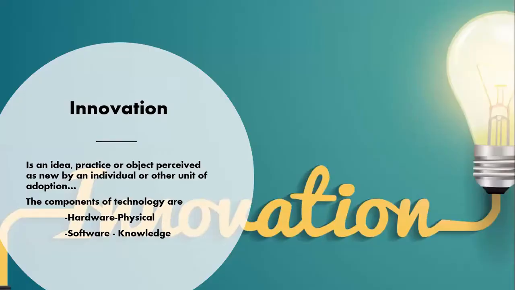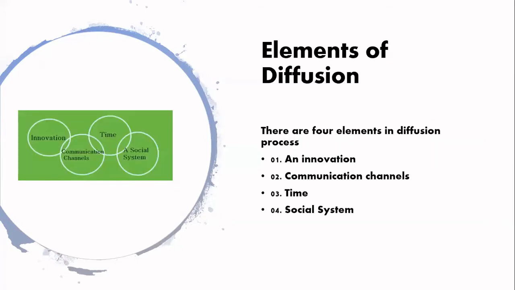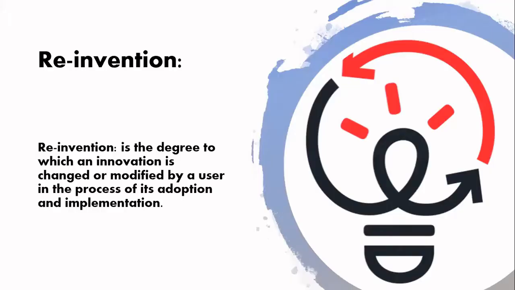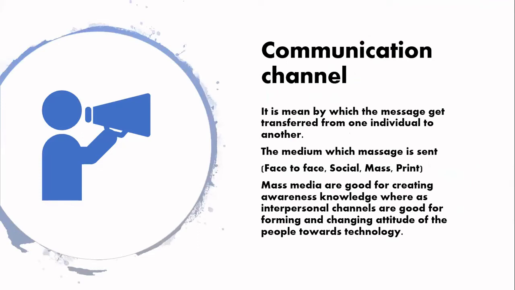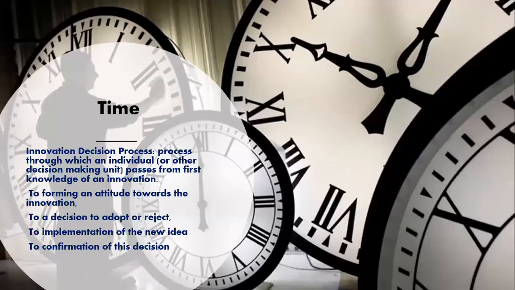So what diffusion means, as we discussed, is a process in which the innovation is communicated through channels over time to the members of the social system. Therefore, four elements are there: innovation, communication channels, time, and social systems. We defined what an innovation is, which may be an idea, object, or practice, and then reinvention as a modification or change of an existing system. Then we identified the different channels, and then the social system and time. These are the four elements of diffusion.